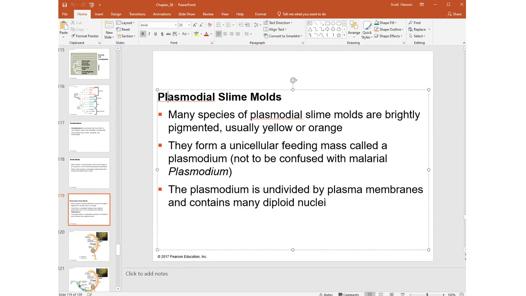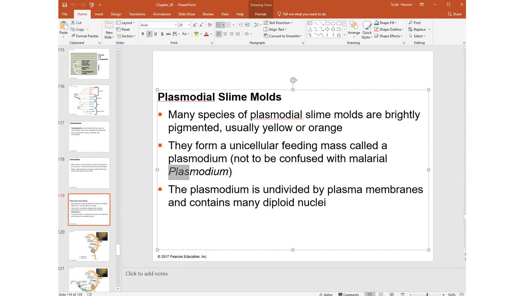So the plasmodial slime molds. A lot of species of these are brightly pigmented, usually yellow or gray. You don't think of a thing called a slime mold being attractive at all. But in the next slide we'll see a picture. They form a unicellular feeding mass called a plasmodium.